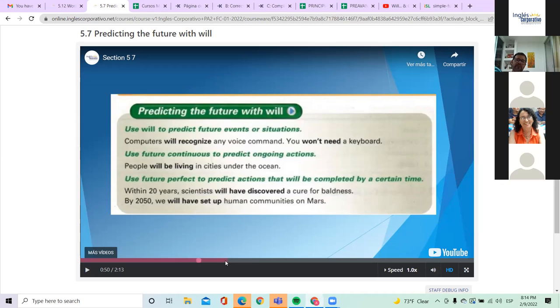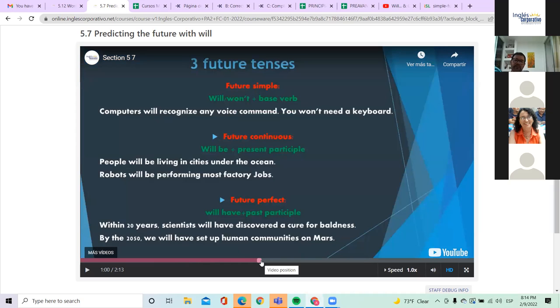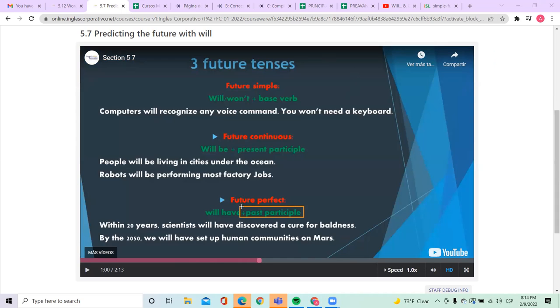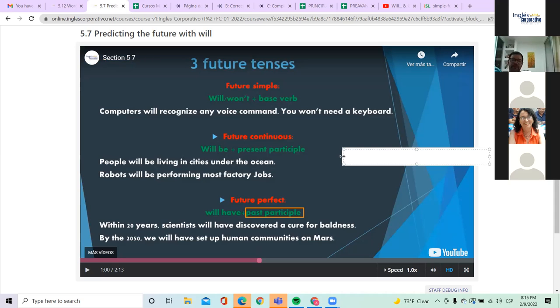Let's review a rule on how we need to form that sentence. The tense that we need to use is the past participle, right? So we will use will, plus have, and the past participle. So if we have a regular verb, we will use the same past tense, or for irregular verbs, their past participle, right? That depends on the verb that we are using. We'll have discovered, we'll have set up, we'll have studied, we'll have worn, right?